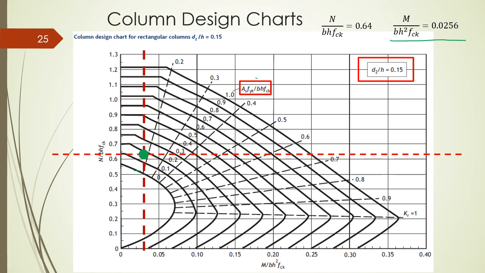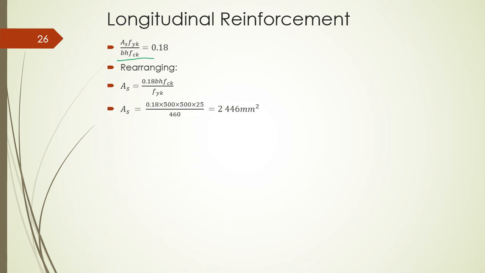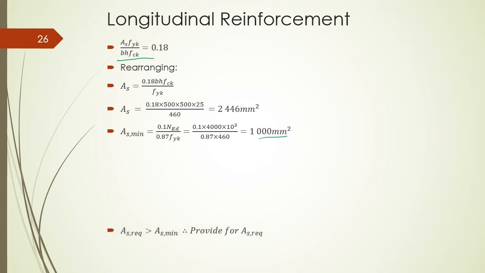So in our case, if this is 0, this is 0.1, and this is 0.2, AS FYK over BH FCK is closer to 0.2 than 0.1. It's not exactly on the line, so we could estimate that being 0.18. You'll work that out and rearrange to make AS the subject, and we'll find the area of steel as 2446 millimeters squared. Then we'll compute AS min, which is 0.1 NED over 0.87 FYK. That will give us 1000 millimeters squared.